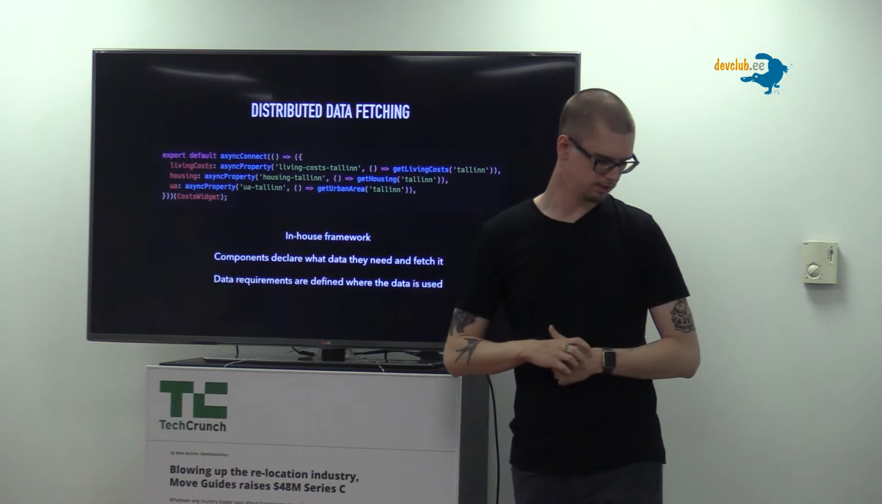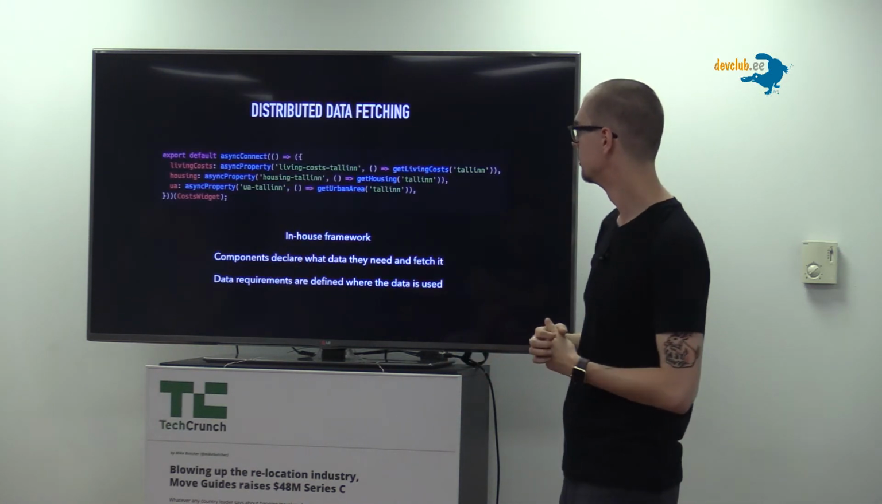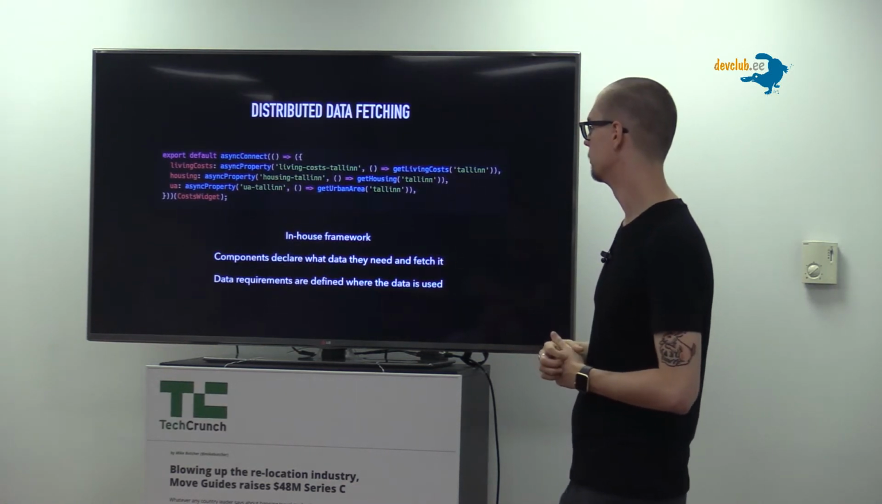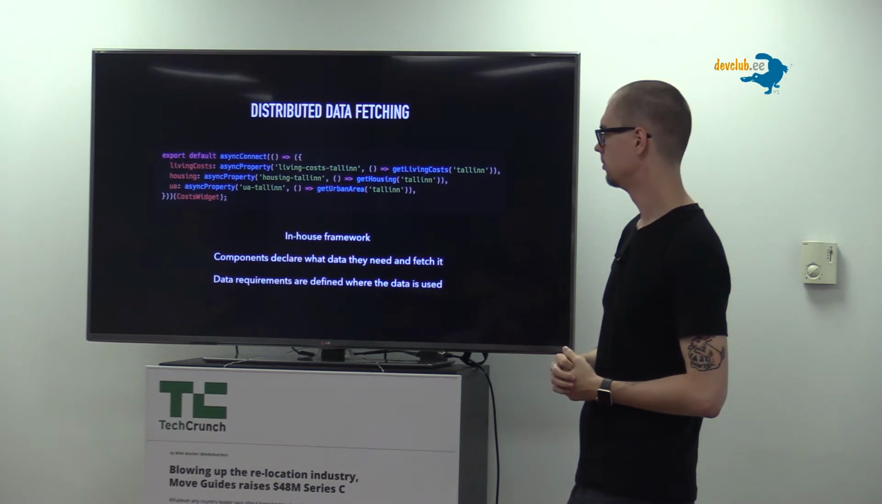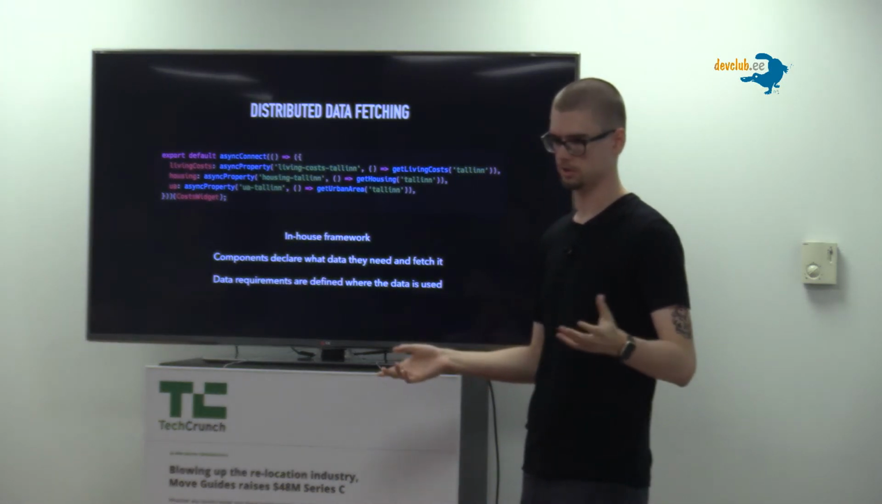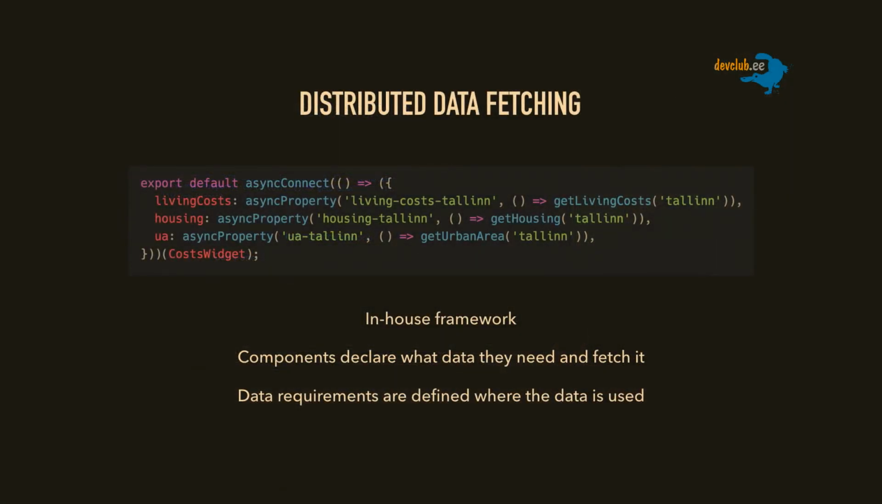And the last thing is distributed data fetching. This is actually an in-house framework we built. Since we ran on a microservice architecture at Teleport in those days as well, we had a bunch of different APIs, and a lot of the components, like the widgets, pull data from very different sources. So we found it to be much easier to co-locate data fetching with widgets. All of the widgets define the data they need, and they get fetched by the component.